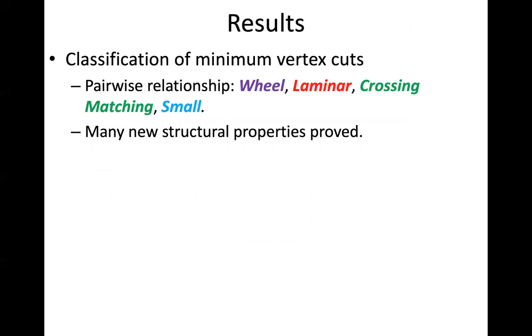So what do we come up with? A lot of theorems characterizing the cut structure of minimum vertex cuts. The main theorem is a classification theorem that classifies the pairwise relationship of every 2 vertex cuts as one of 4 categories: wheel, laminar, crossing matching, and small, which I'll get to later.